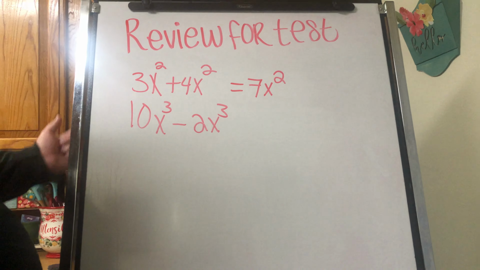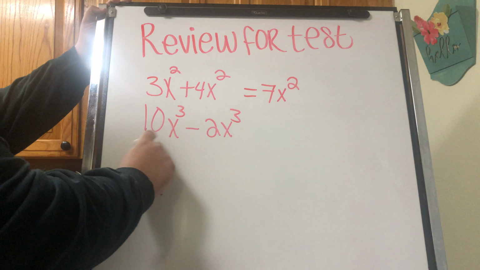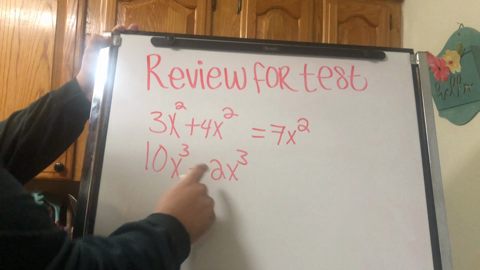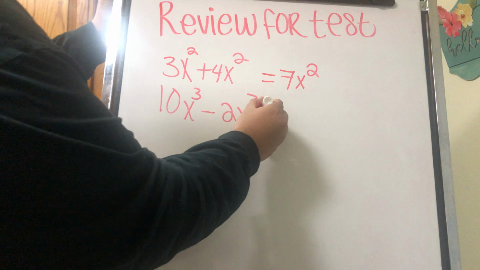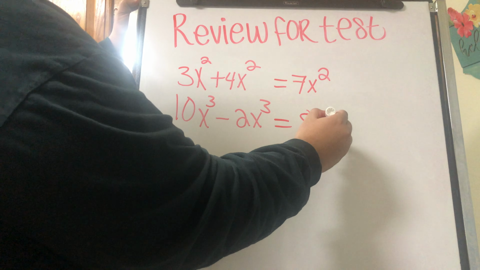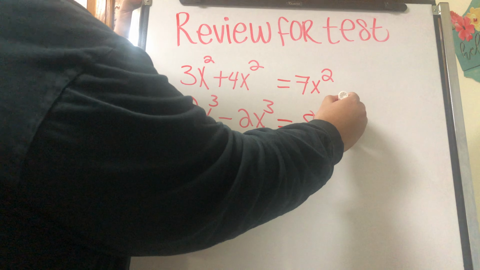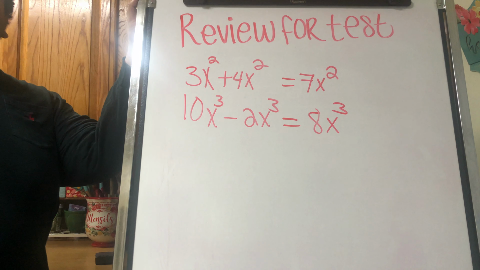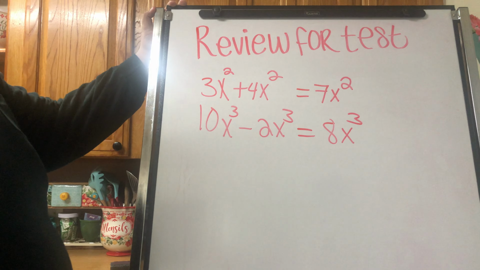Now, on subtracting, same thing. You're only dealing with the coefficients, right? 10 minus 2, that will be 8x to the power of 3. Those should be the easy ones that you guys should remember.